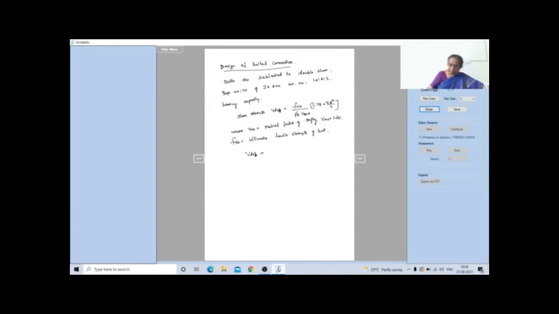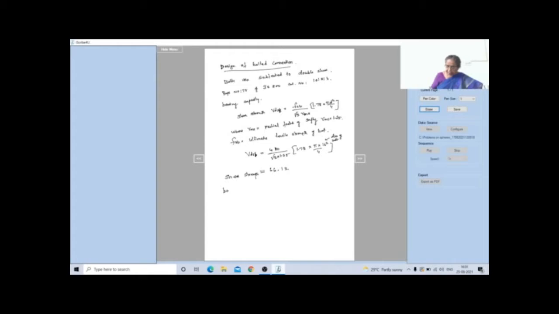So Vdsb equal to 400 divided by root 3 into 1.25 into 1.78 into pi into 16 square by 4. This 16 is the diameter of the bolt. So the shear strength comes to 66.12.